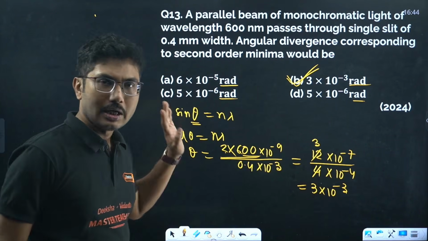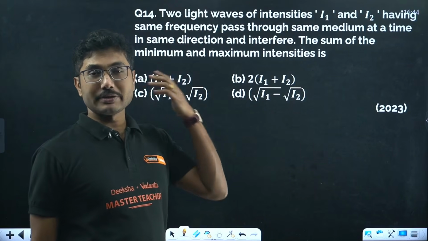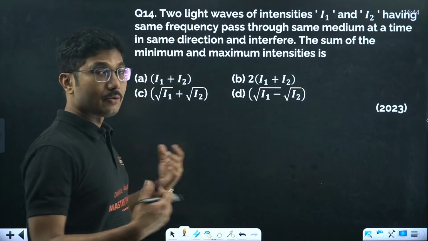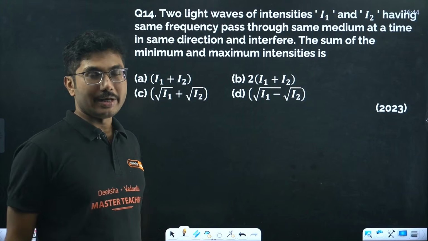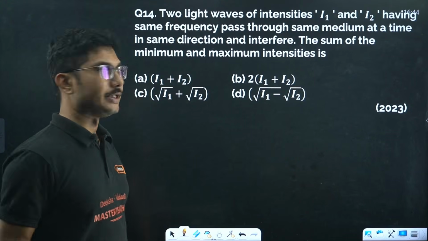This is the formula that you have to remember for diffraction. Diffraction based, angular divergence based questions are generally common in COMEDK. Total angular divergence is 2 theta. Here they have only said angular divergence, that is theta.